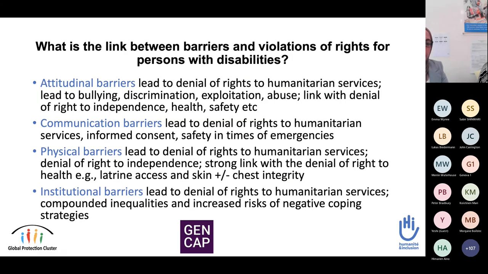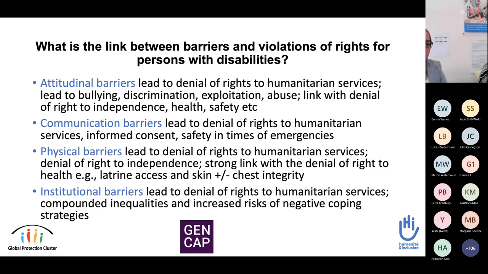As I mentioned, when we are defining disabilities, we rely on the UNCRPD, the UN Convention on the Rights of Persons with Disabilities. So we need to understand the types of these barriers and how they lead to denial of rights to humanitarian services. For example, attitudinal barriers, which means the perception of how people perceive persons with disabilities in specific communities, might lead to denial of rights to humanitarian services, or lead to bullying, discrimination, exploitation, and abuse. And this links to the denial of rights to independence, health, and safety.